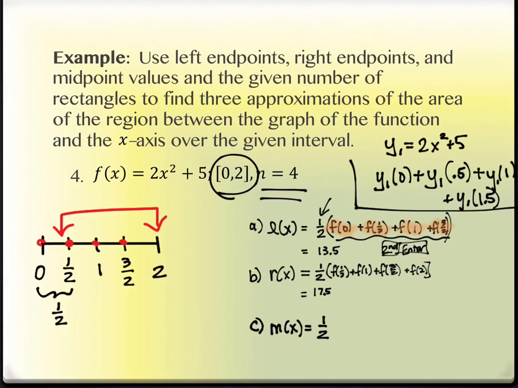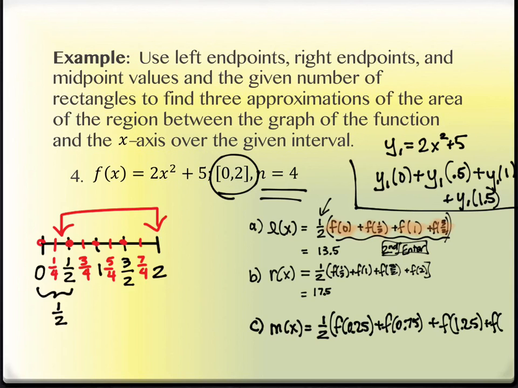But now I need the pieces that are in between. So I need something in between 0 and 1/2. Well, that's 1/4. Between 1/2 and 1, that's 3/4. Again, you can use fractions or decimals, so if you would prefer to do that, that's fine. Between 1 and 3/2 is 5/4. And then between 3/2 and 2 is 7/4. So those are the numbers. I'll put them in decimal form here as well in case you like that better. So this would be f of 0.25 plus f of 0.75 plus f of 1.25 plus f of 1.75.